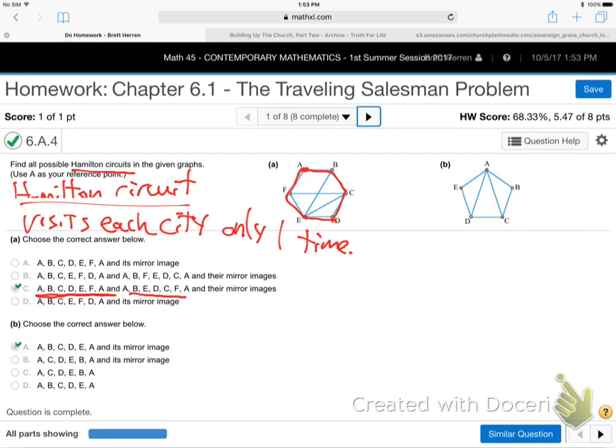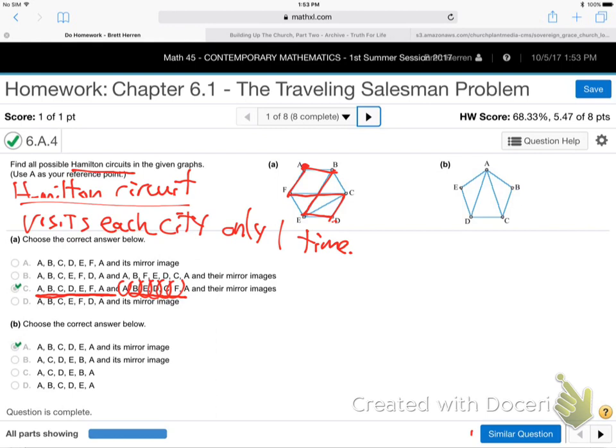And then it gives one more. So there's one other way of making a loop. If the plane starts in city A, it goes A to B to E. I'm just following this route right here. A to B to E. Where do you go next? D. Tracking with me? And then C. And then F. And then back to A. And we hit every city only one time. So that's another Hamilton circuit.